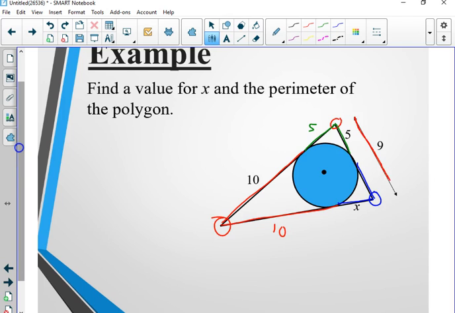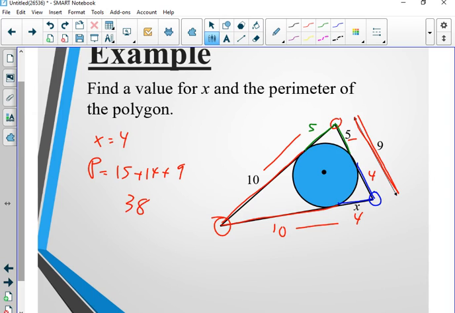Well, we know this whole piece here is 9. If this is 5, that makes that 4. So we've solved for x. X equals 4. And the perimeter equals 15, 10 and 5, 14, 10 and 4, plus 9. And 15 plus 14 is 29, plus 9 is 38. So the perimeter is 38.